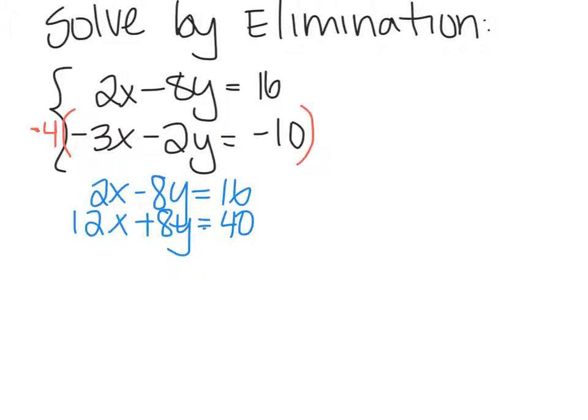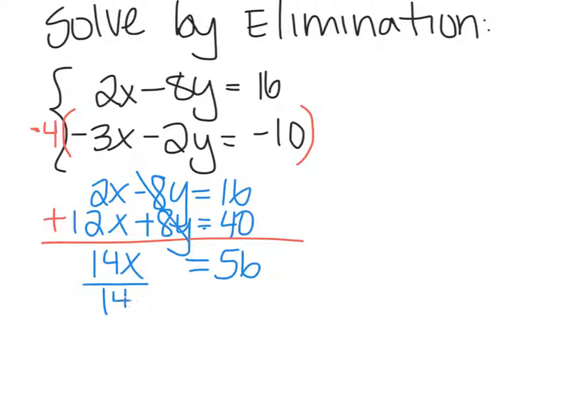Now what we want to do is add them up. So when I add them up, I see, okay, 2x plus 12x is 14x. Negative 8y plus 8y, well, look at that, it goes away. And that's going to equal 56. So now I have a really simple equation. All I have to do is divide both sides by 14, and I see that x equals 4.